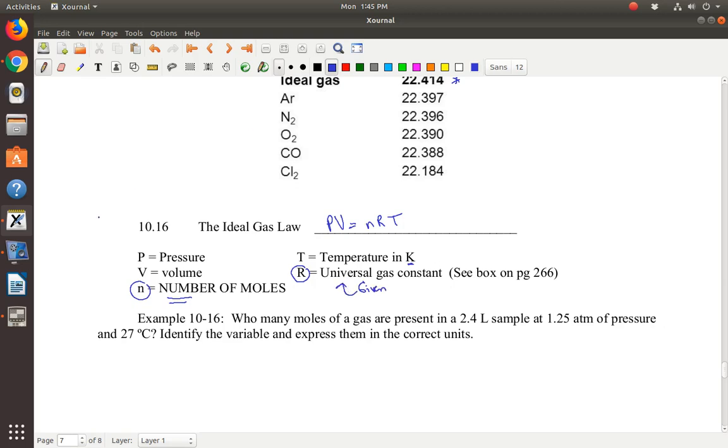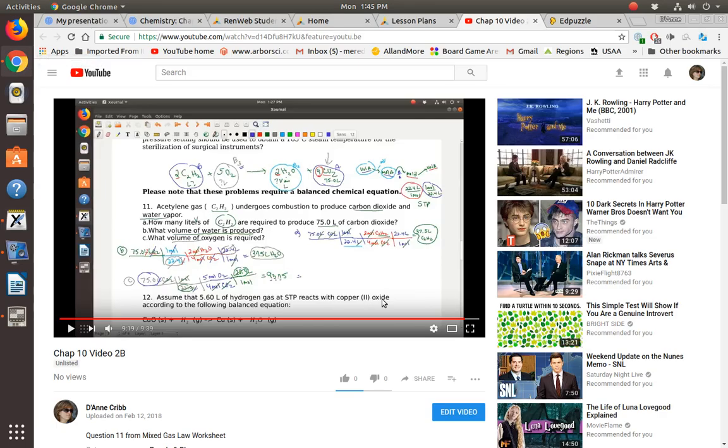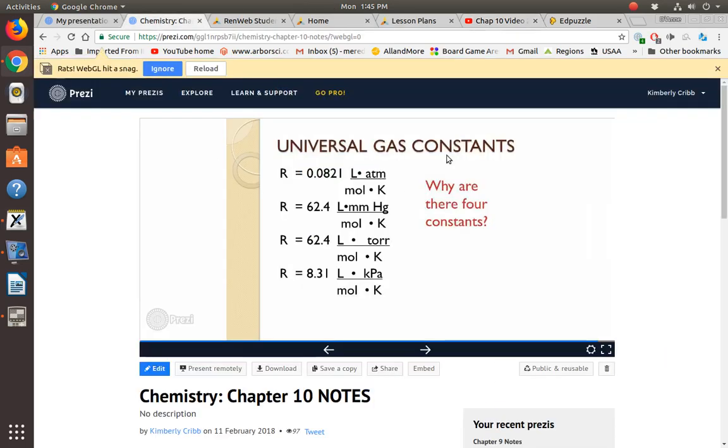I'm going to show you some options for them from the Prezi. Oh, that's not the Prezi. Here it is. There's all these R universal gas constants, and they're different values. The way you know which one to use is you look at the unit. If you have atm and kelvins, then you're going to use this first one. If you have millimeters of mercury, you're going to use the second one. Torr, this one. kPa, this one. Your units have to match. The units in your problem have to match the gas constant value that you're going to use.